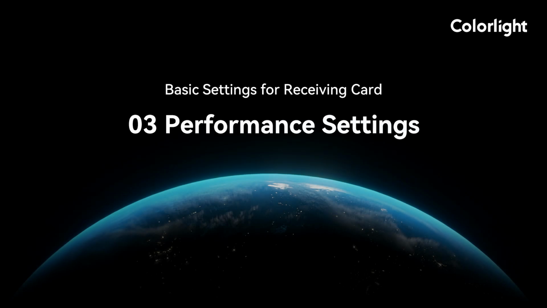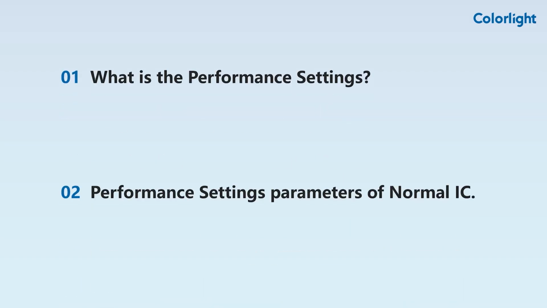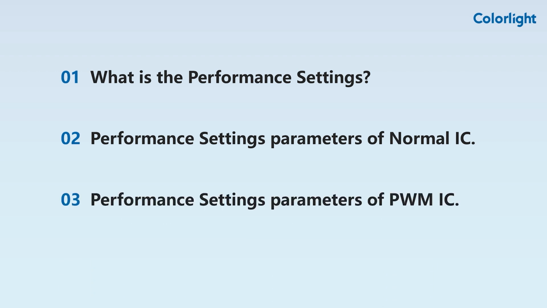This video will explain the meaning of each factor in the performance settings of the receiver card parameters and how they influence the screen quality. This video is divided into three parts. First, what is performance settings? Second, performance settings parameters of normal IC. Third, performance settings parameters of PWM IC.